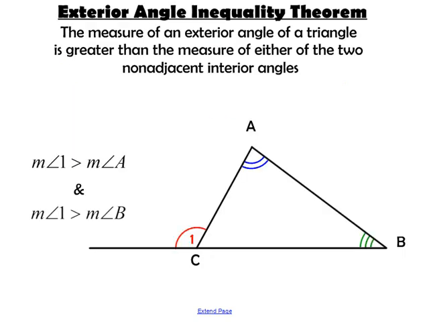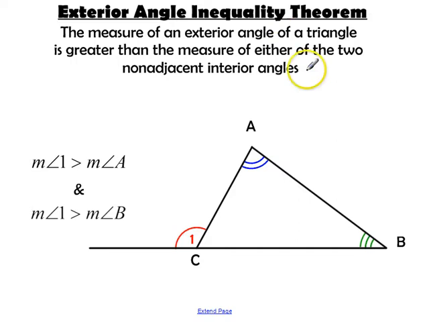Next, we want to talk about the exterior inequality theorem. So the exterior angle inequality theorem states that the measure of an exterior angle of a triangle is greater than the measure of either of the two non-adjacent interior angles.